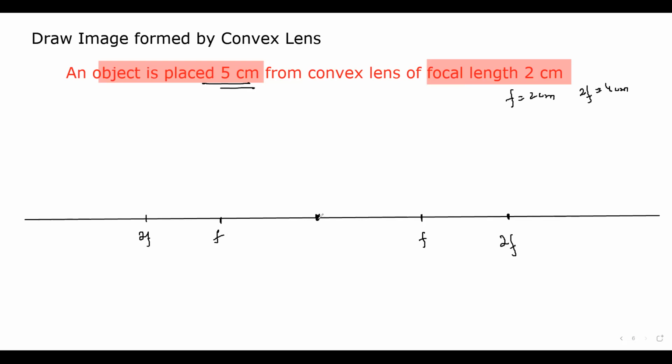From the position of the lens, the center of the lens, measure 5 centimeter. Either side, it's up to you. You can measure to the right hand side, or you can measure from the left hand side. So measure 5 centimeter and draw an object. How do we draw an object?